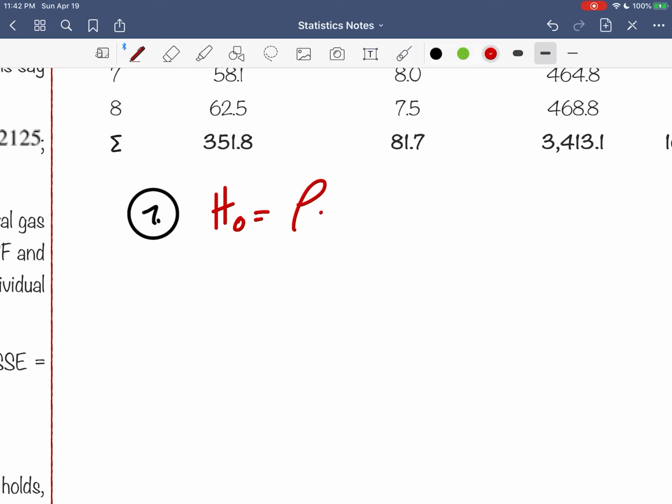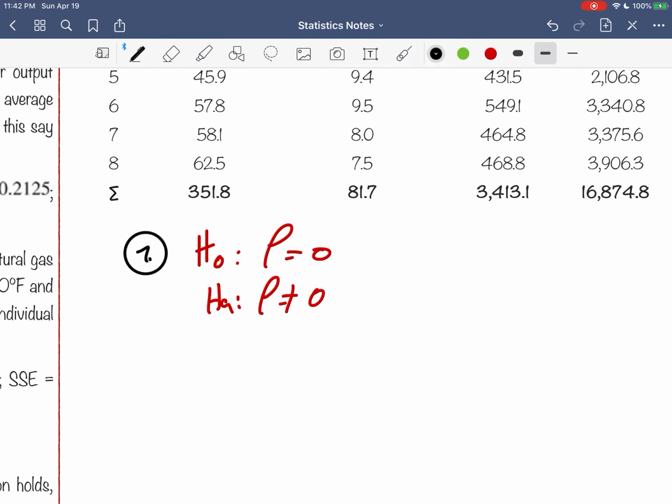H0 is going to be rho is equal to 0. And HA, the alternative, rho is not going to be equal to 0. So this is a two-tailed test. It most always will be.